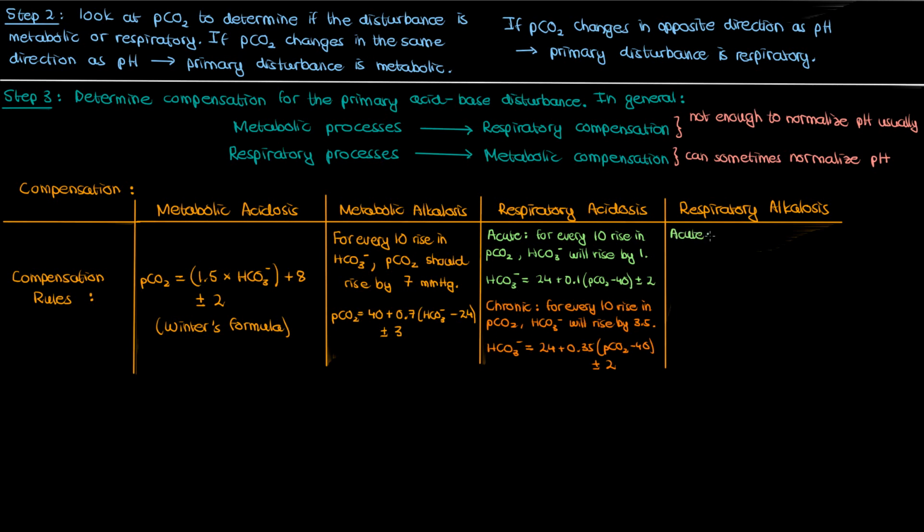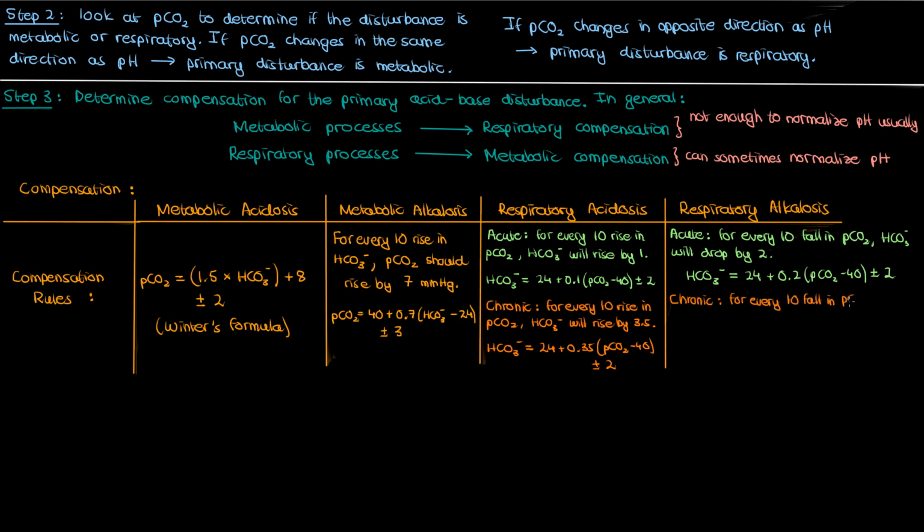Now for respiratory alkalosis, acute metabolic compensation is again quite minimal. For every 10 fall in your PCO2, your bicarb should drop by 2, with a plus or minus of 2. And for chronic respiratory alkalosis, your compensation is such that for every 10 fall in your PCO2 from the standard of 40, your bicarb should drop by about 5, again with a plus or minus of 2.